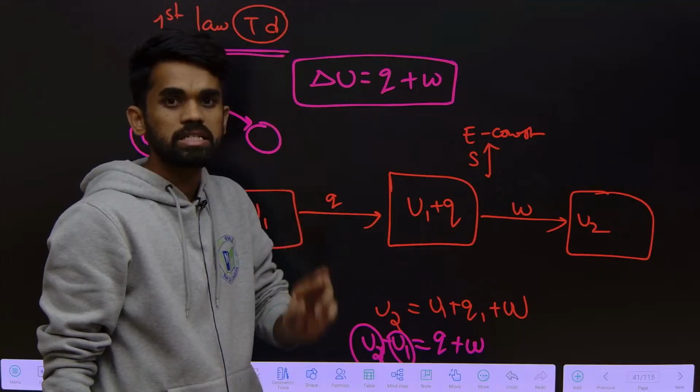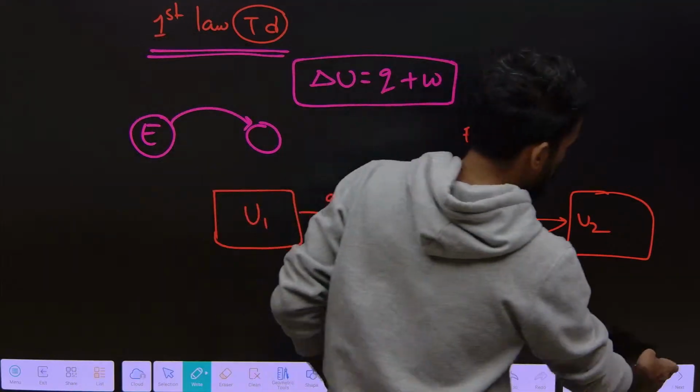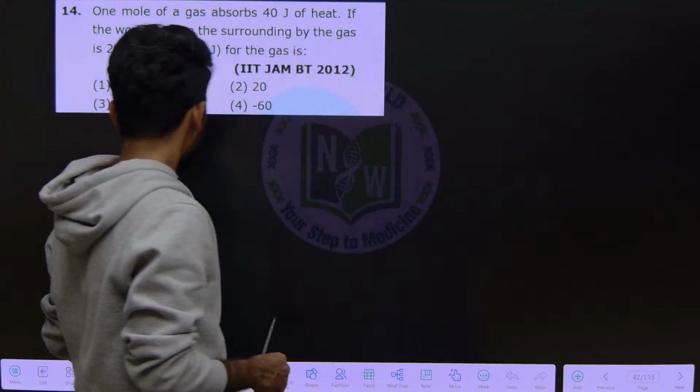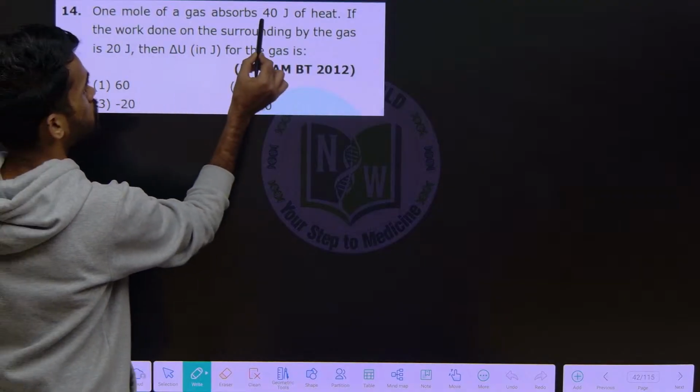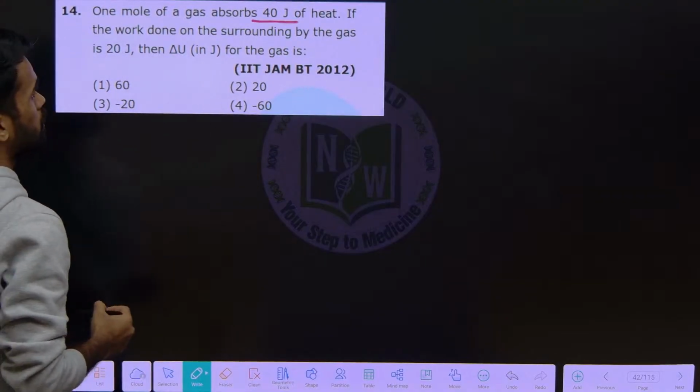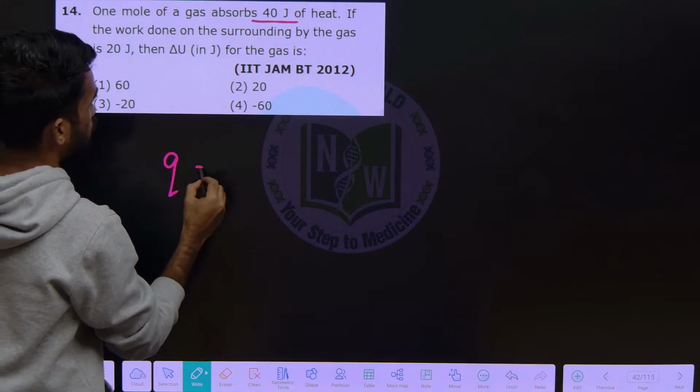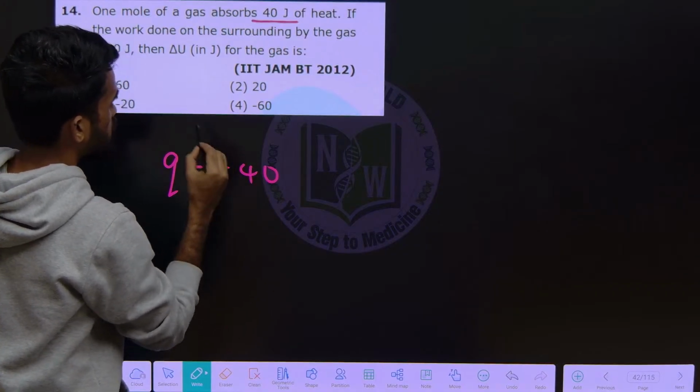These are the combinations of first and second laws of thermodynamics. Okay, right. Look at the question now. 1 mole of gas absorbs 40 joules of heat. So Q absorbed is how much? 40. Absorbed, now you can mention it as positive.